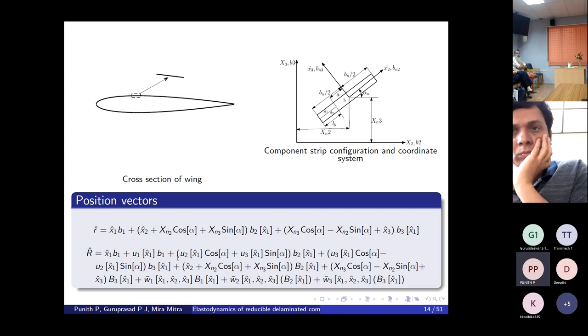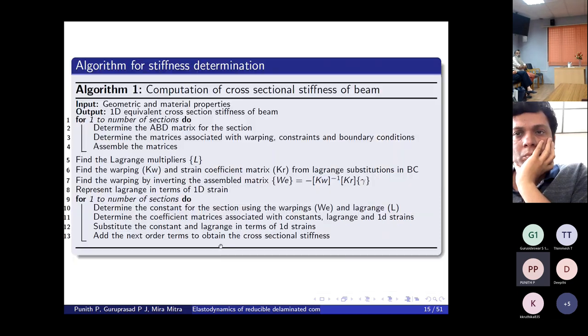So we can get a 6x6 1D stiffness matrix for an open and closed cross section beam. I'll not go again through the same procedure. It's the same as what I had discussed earlier. So for any general open and closed cross section beam, we have now developed an algorithm to compute the stiffness of the beam with the presence and in the absence of partial delamination. So given the geometric and material properties, we can find the warping solutions, which are analytical solutions, but now these analytical solutions are also dependent on the continuity or the geometry of the cross section. Once the warpings are found, then the one-dimensional strain energy can be found using the algorithm that I have shown here.